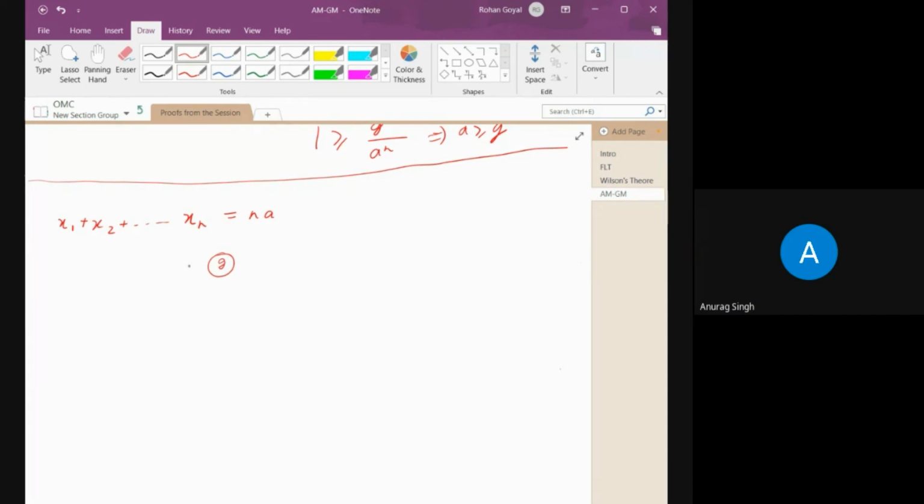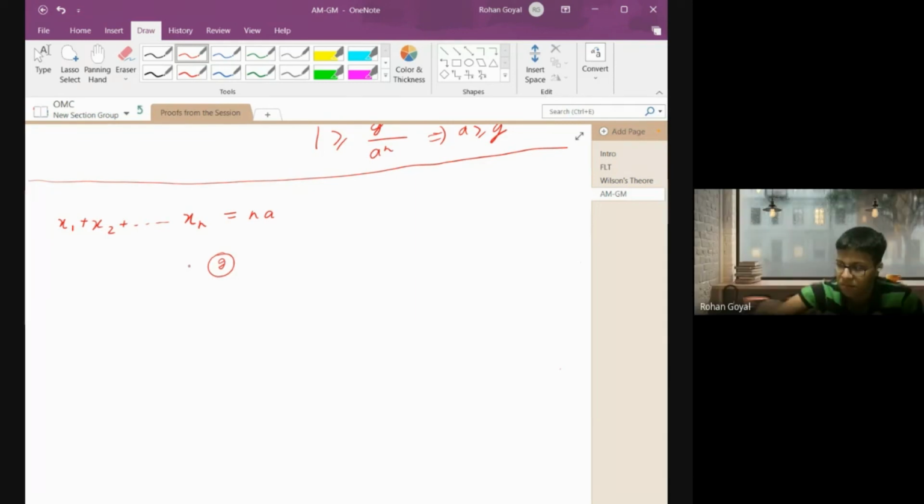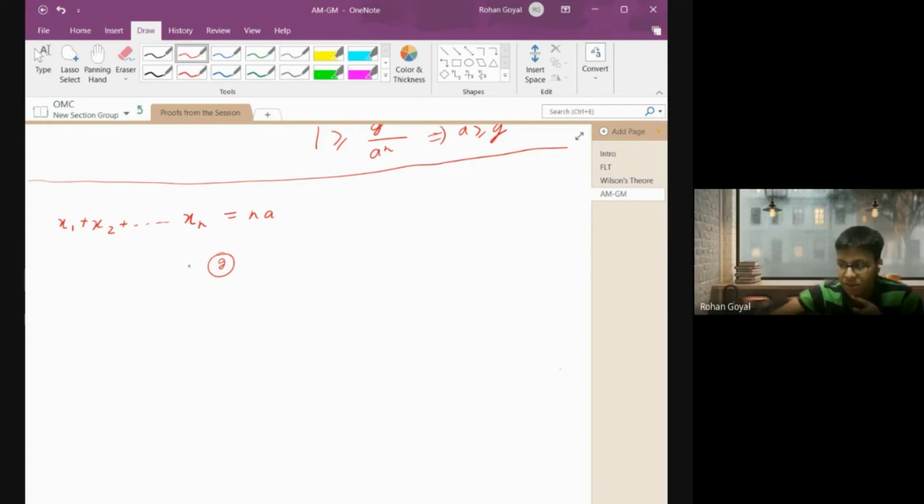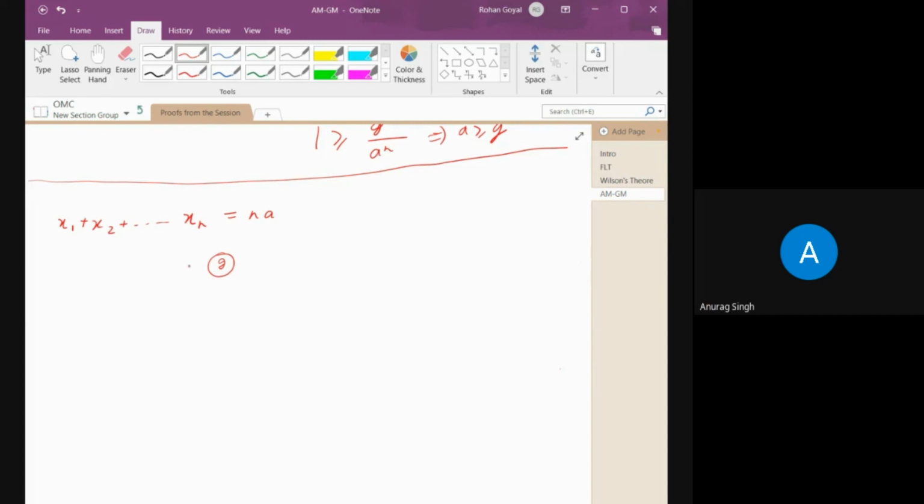We need to prove that GM holds when all the terms are equal to each other. So yeah, we can generalize this claim to x1, x2 and these all being equal. If they are not equal, we can consider a standard deviation from the average of them. Like some number will be AM minus k, some will be AM plus k. They don't need to be the same, they don't need to be pairs, but then we can easily prove it algebraically.